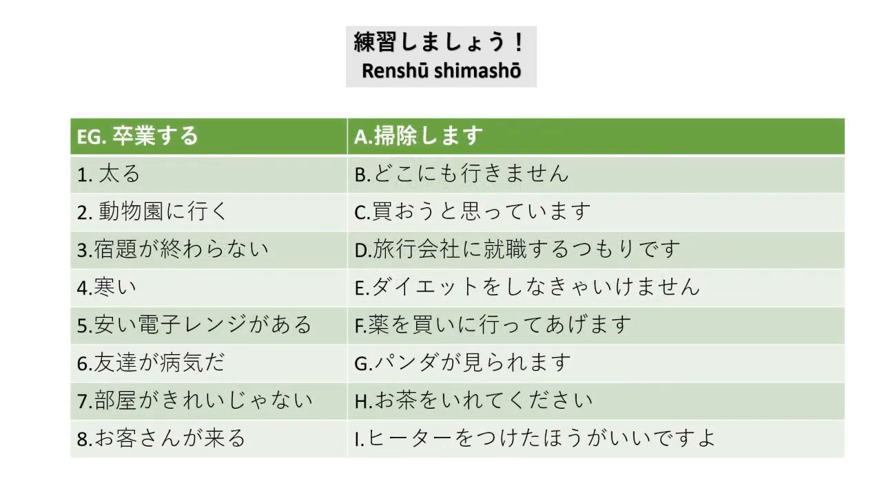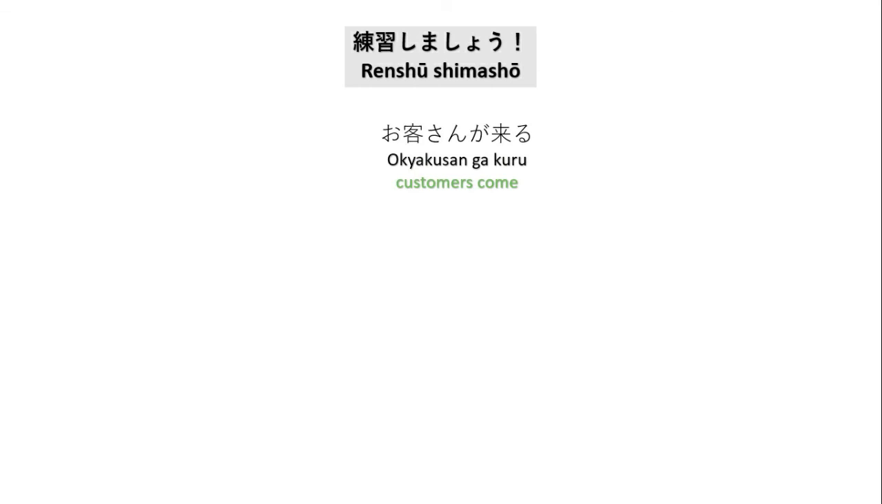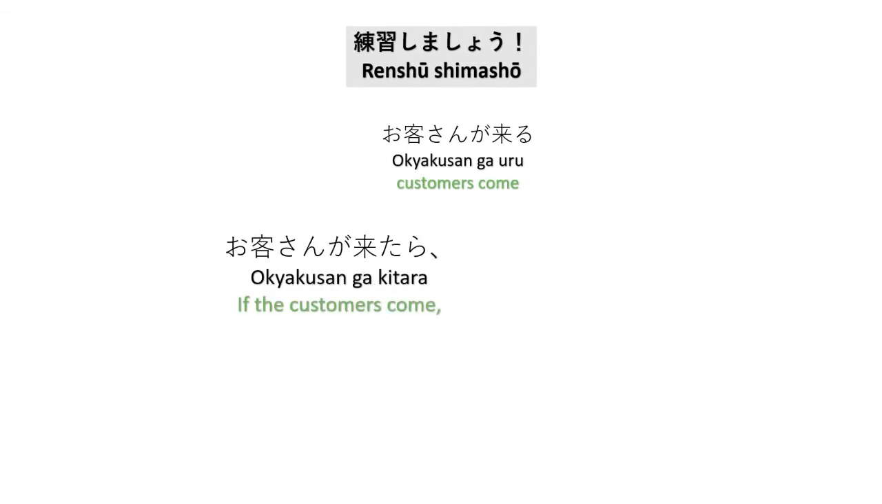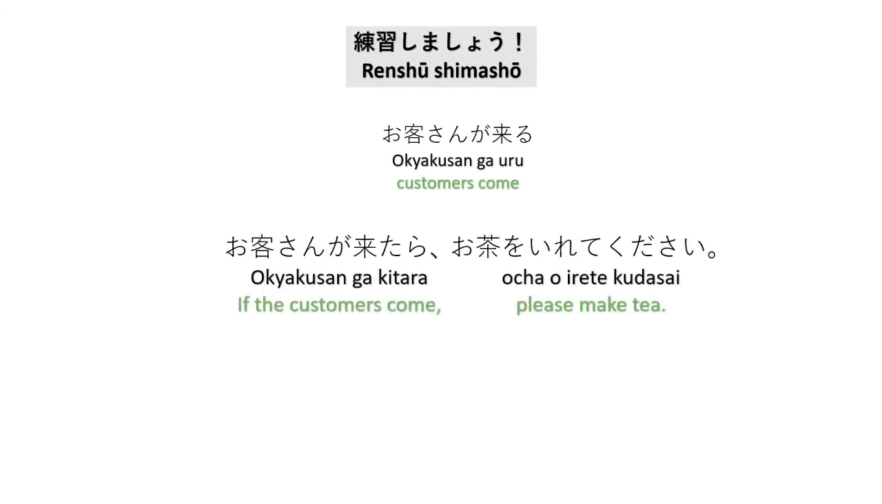And lastly, we have okyaku-san ga kuru. If the customers come, its partner is ocha o irete kudasai. Please make a tea. Okyaku-san ga kuru. So customers come. Okyaku-san ga kitara, ocha o irete kudasai. If the customers come, please make tea.